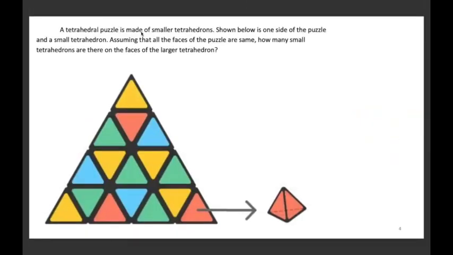A tetrahedral puzzle is made up of smaller tetrahedrons. Shown below is one side of the puzzle and a small tetrahedron. You're given one side of a puzzle and you're given one tetrahedron. This one piece looks like this in 3D. And you have this big tetrahedron. A tetrahedron is basically a triangular pyramid. Assuming that all the faces of the puzzle are the same, how many small tetrahedrons are there on the faces of the larger tetrahedron?